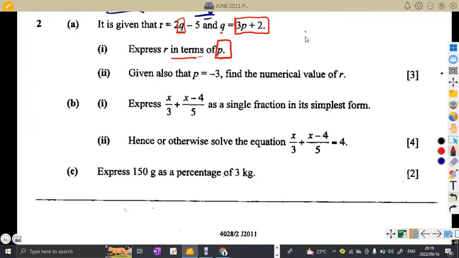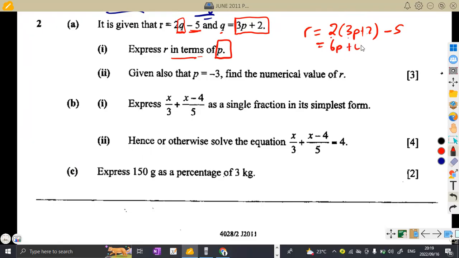So our R in this case is going to be 2 times, that is 2Q means 2 times, so you open a bracket. Since this is an expression, you have to multiply everything. So it's going to be 3P plus 2. Whatever we get, we have to subtract 5. So there's a minus 5 there. So let us multiply 2 by 3, that's 6P.